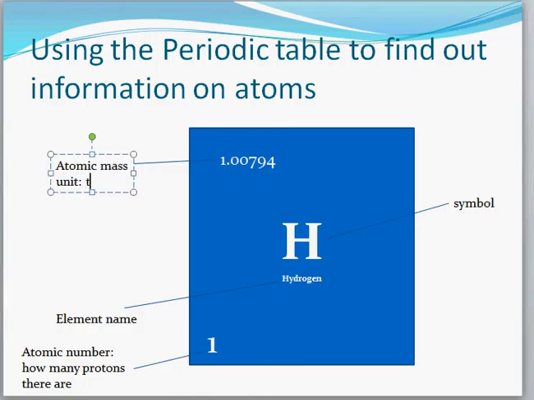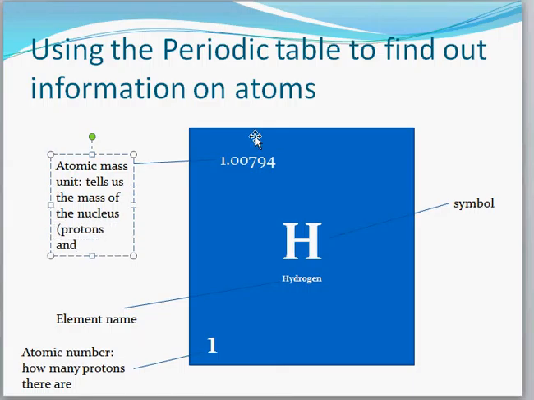The atomic mass unit tells us the mass of the nucleus. And what does the nucleus have? The nucleus is made up of protons and neutrons. Okay, so the atomic mass number is the total number of protons and neutrons. Once again, we are not going to look at this number today. We are simply going to focus on how many protons there are and electrons. Okay, so with your periodic table, you're going to have hydrogen, symbol, name, atomic number, atomic mass number.